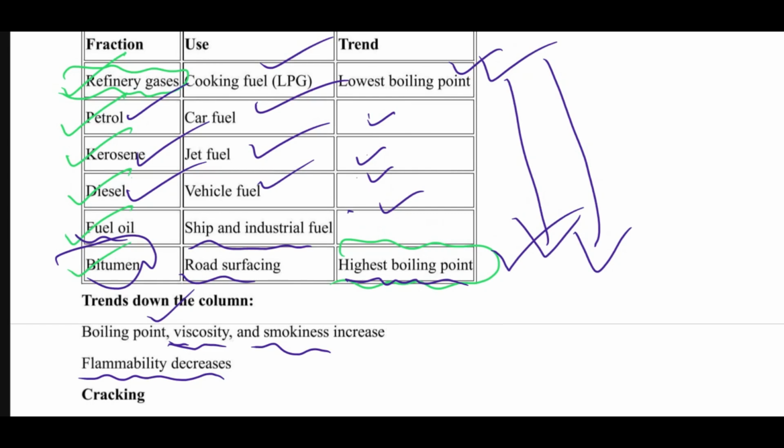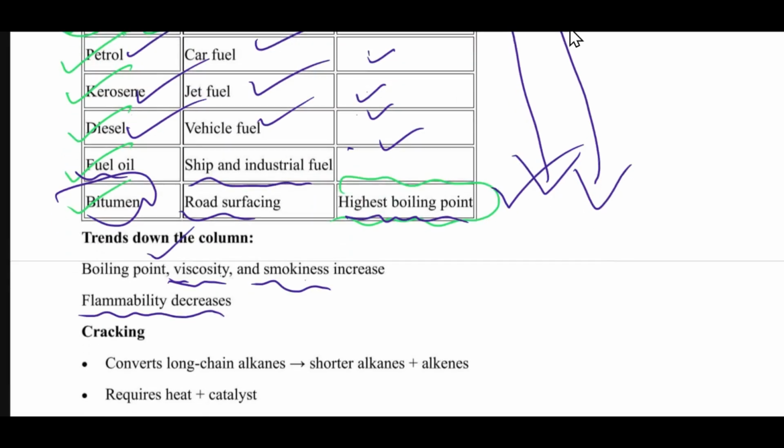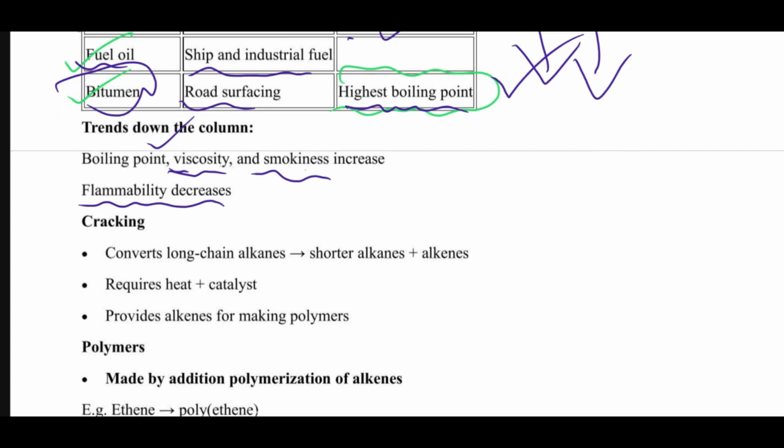The combustion, they will produce less heat. Okay, so the refinery gas will produce the highest heat compared to the bitumen. Okay, so that's why flammability decreases, but boiling point, viscosity, and smokiness will increase down the column. Now, this is the first step, fractional distillation.